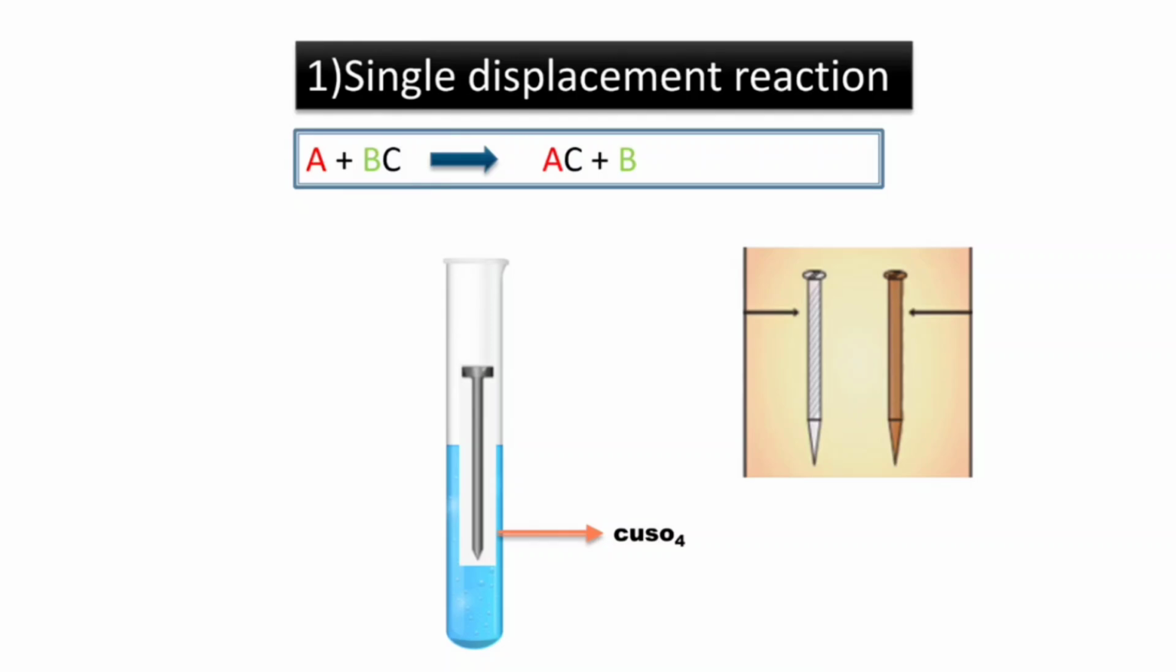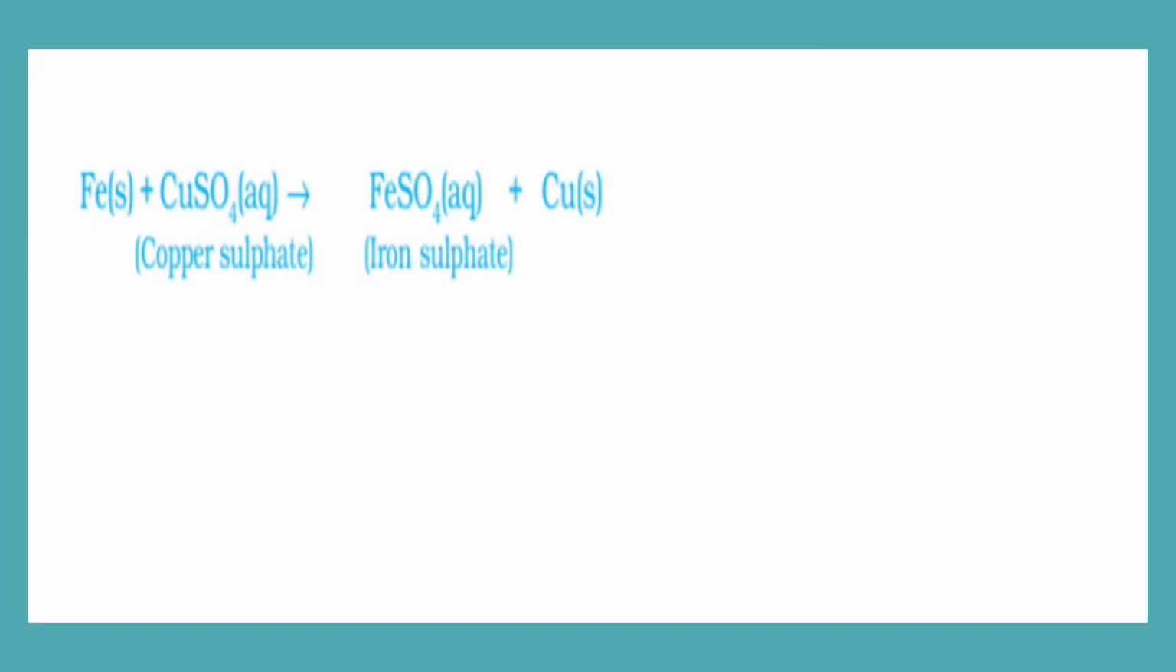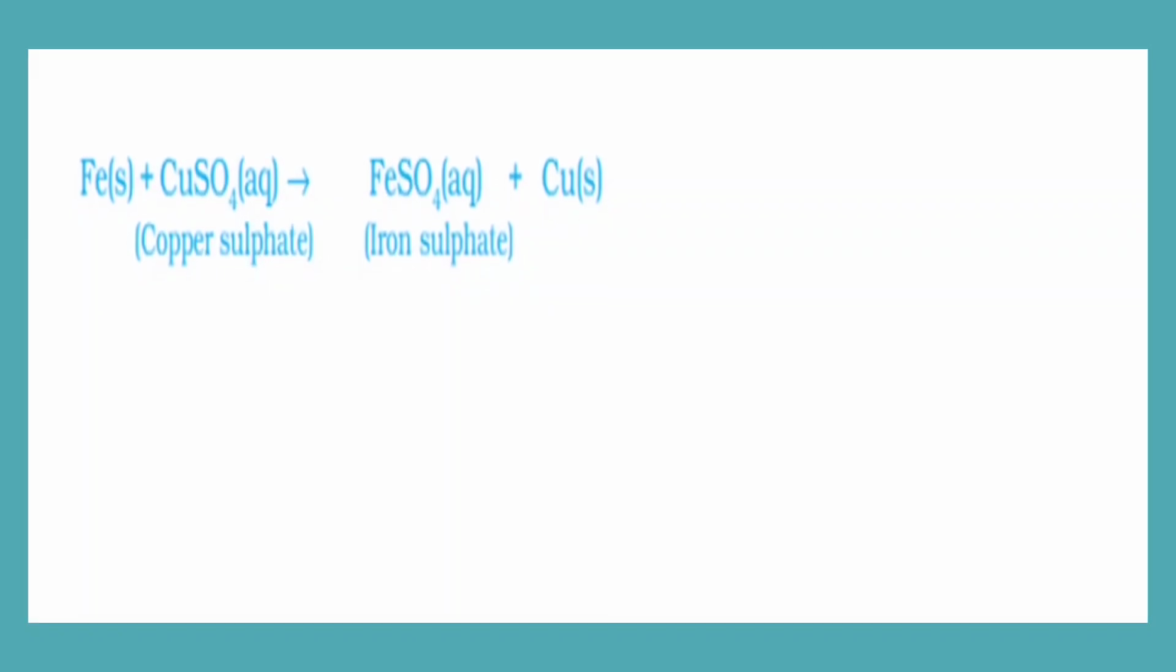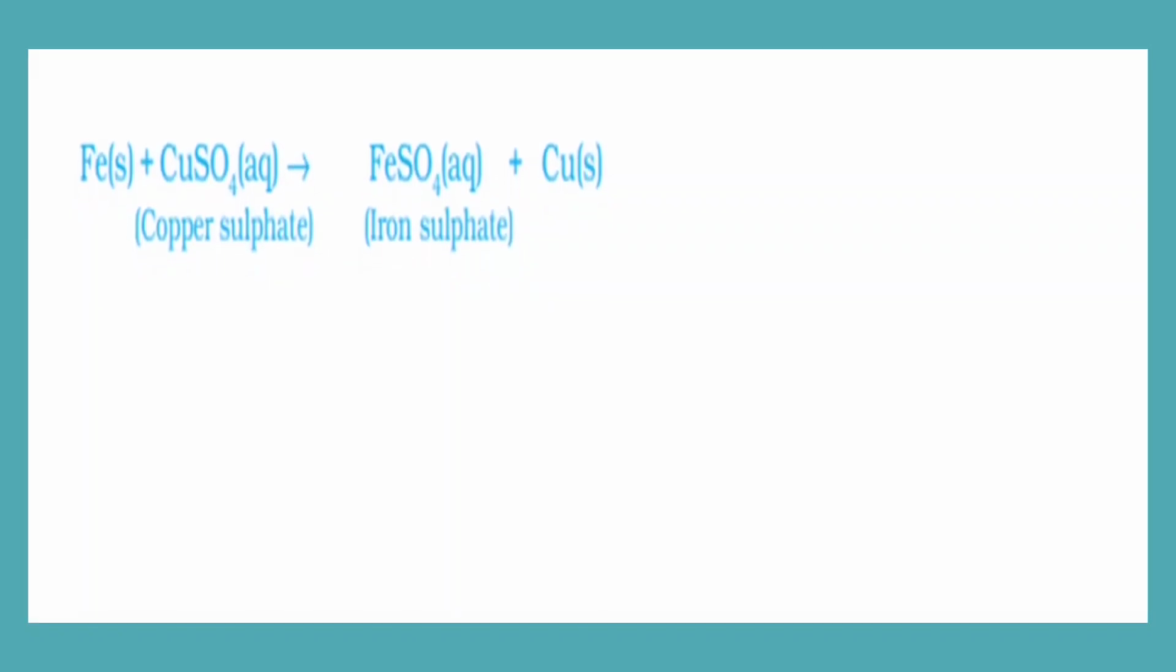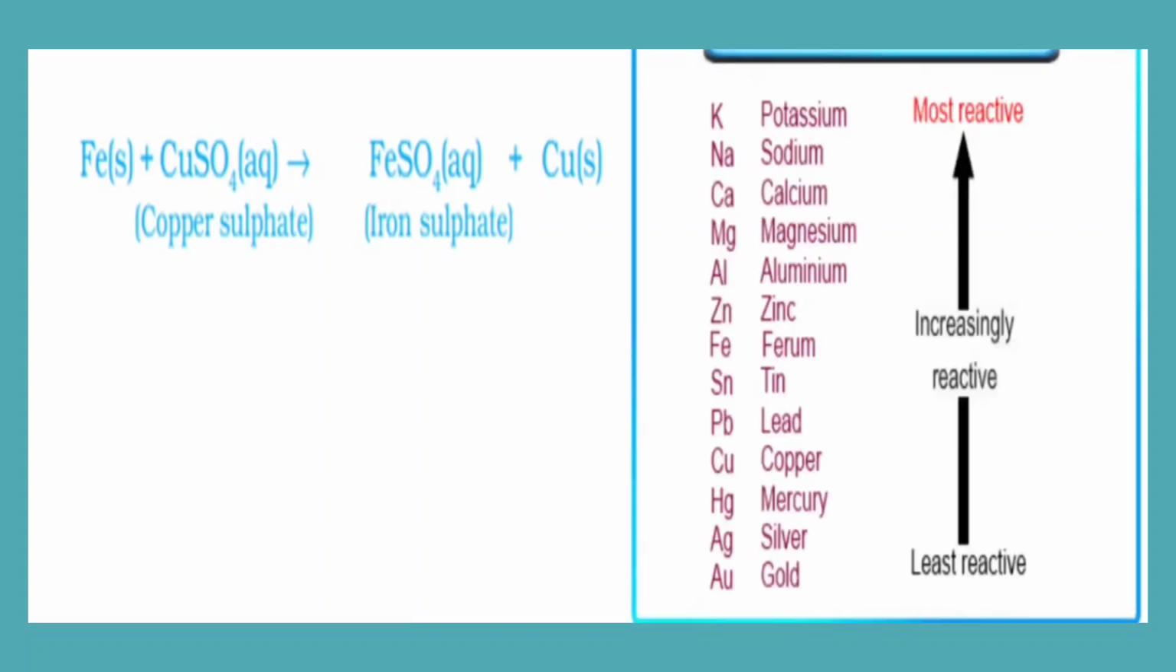Let us check the chemical equation. The chemical equation is Fe plus CuSO4 gives FeSO4 plus Cu. According to the reactivity series, iron is more reactive than copper. That's why Fe displaced copper.